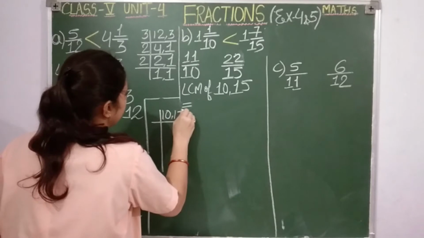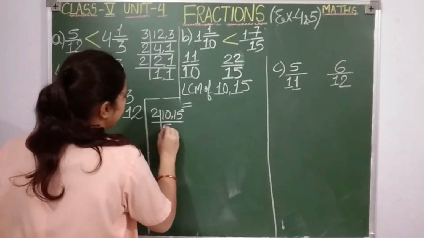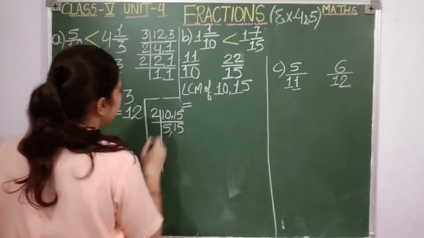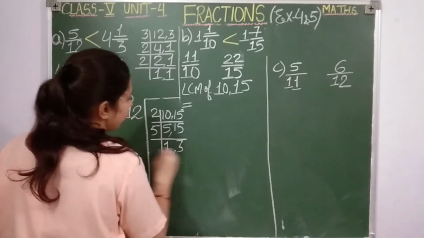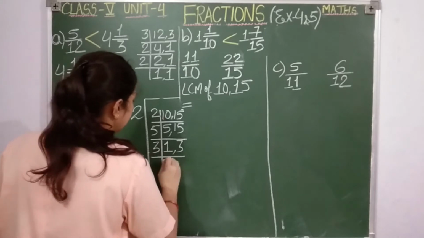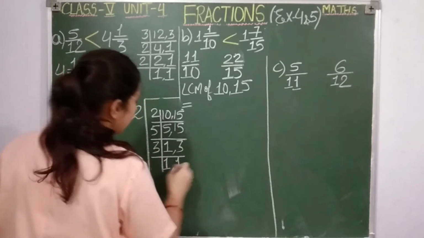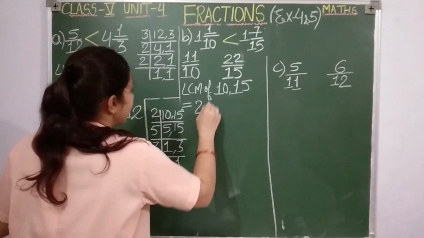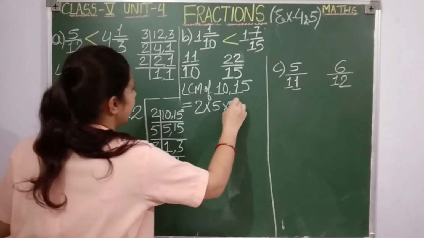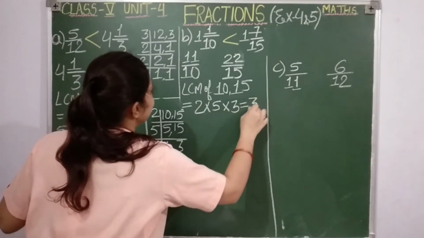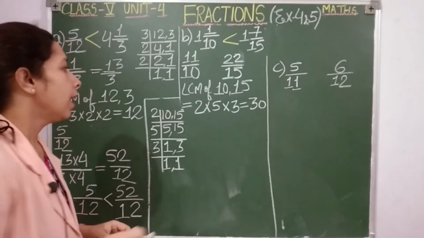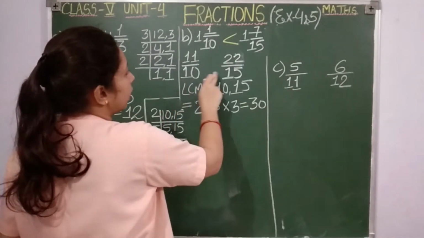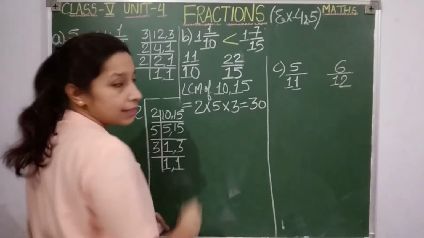10, 15. So 2 5s are 10, then 15 I'll simply write, then 5 1s are 5, 5 3s are 15, then 3 I'll simply write, then 3 1s are 3, 3 1s are 3. So 2 5s are 10, then 10 3s are 30. So LCM of 10 and 15 is 30, students. Clear? Now this 10 and 15, both the denominators we have to make as 30.